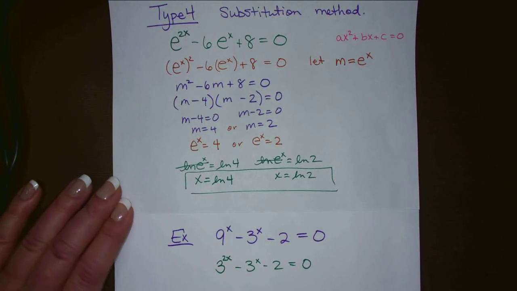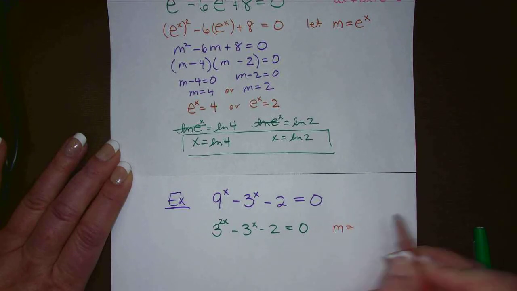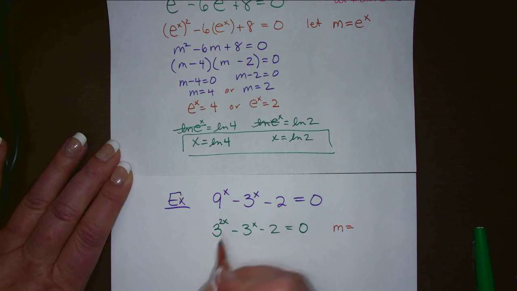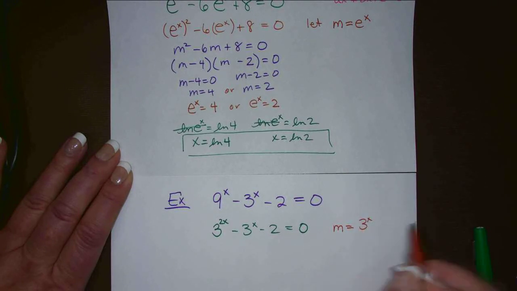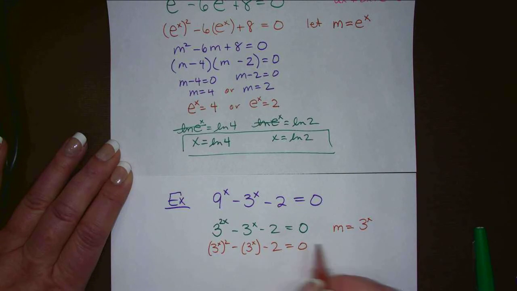I think the one on your homework is 100 and a 10. So 100 is 10 squared. Okay, so here we go. What are we going to let m be? 3 to the power x. So this one is 3 to the x squared. This is just 3 to the x minus 2. So we're going to say m squared minus m minus 2.